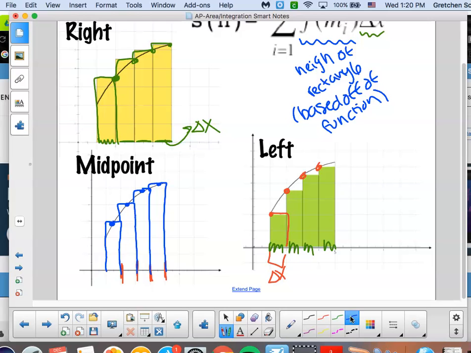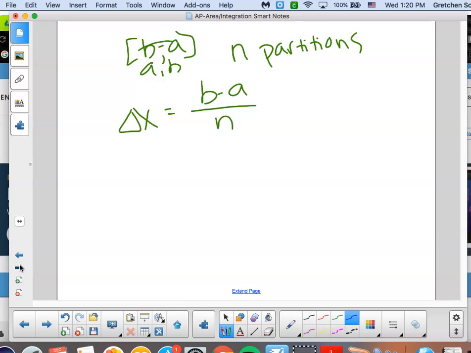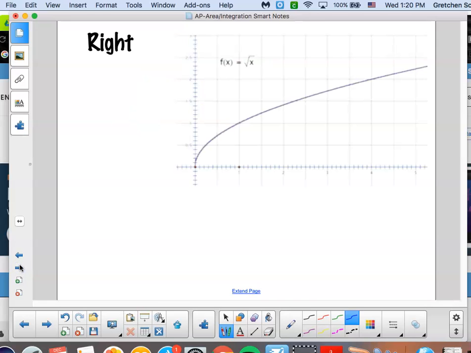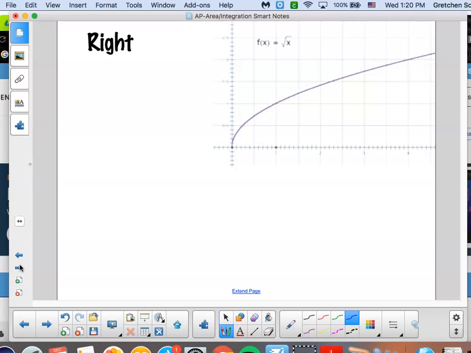We're just going to jump into some problems. So first one we're going to do is right endpoint rectangles, and we're going to use 4 sub-intervals to approximate the area under the curve for y equals the square root of x on the closed interval 0 to 4. I am going to show you guys the sigma notation, just to help us get ready for the rest of the week.